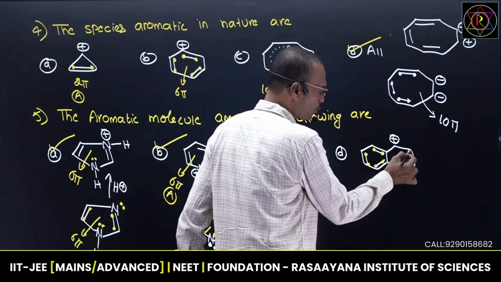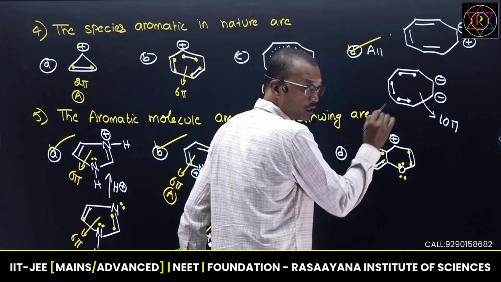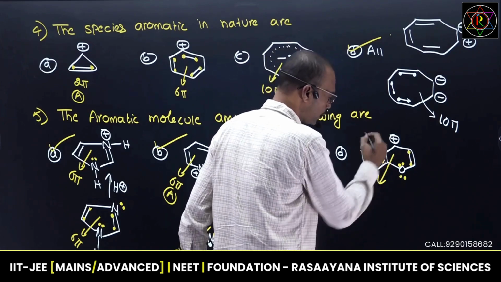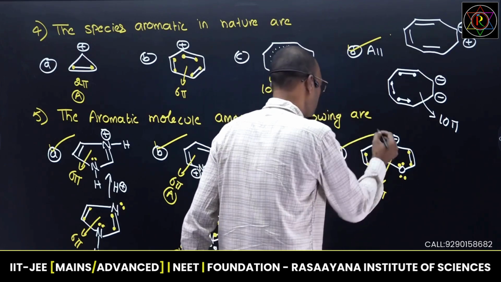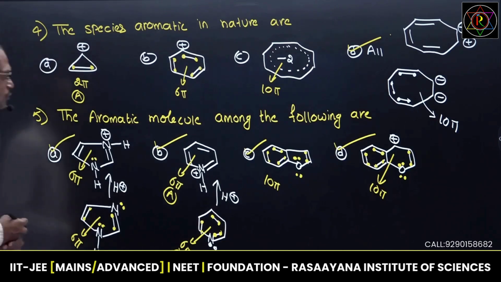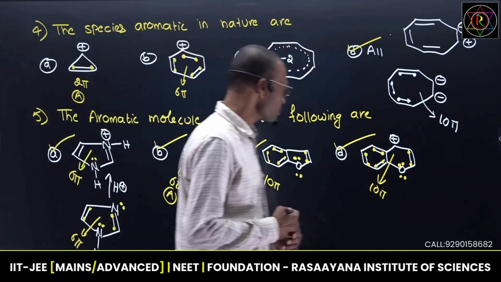2, 4, positive charge, connectivity is there, continuous conjugation, 6, 8, 10. So now the total ring carries 10 pi electrons in delocalization, and this molecule is said to be aromatic in nature. Okay, so these are a few examples regarding the concept of aromaticity.